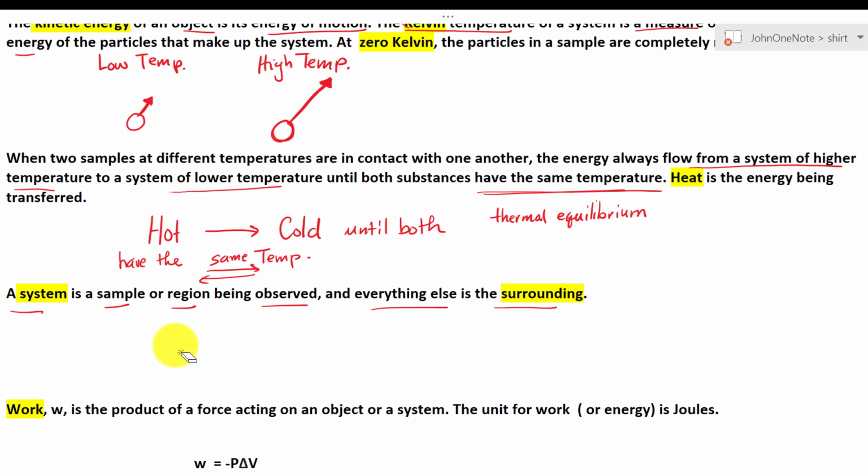For example, let's illustrate this. Let's say this would be my system. Notice how it has a boundary, right? This is my focus. The rest of it is going to be the surrounding. So let's look at an example.